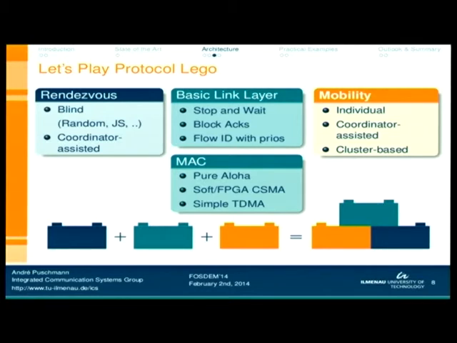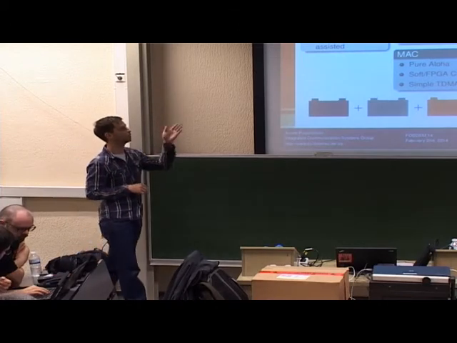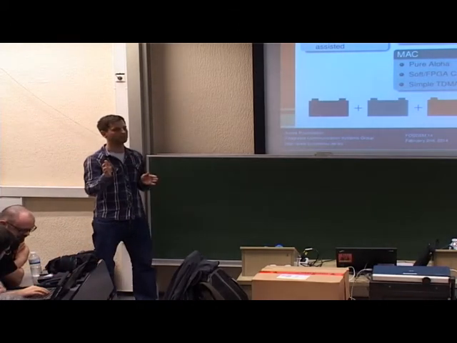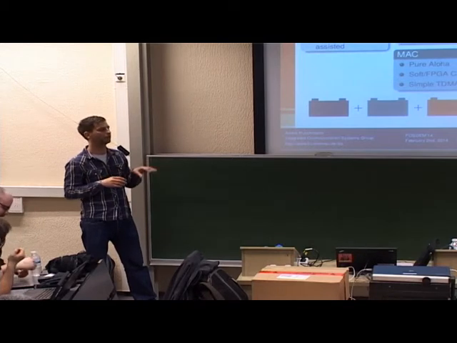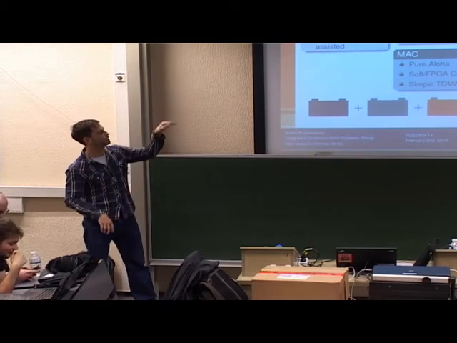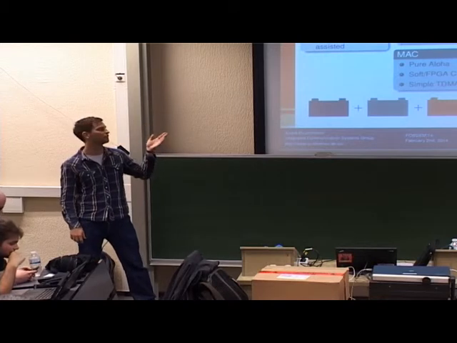And you have link layer protocols like simple stop and wait, like block acknowledgements that has been basically done during the DARPA Spectrum Challenge for Iris, where you can basically send a bunch of frames, and instead of acknowledging a single frame, you can basically acknowledge a whole block of frames. And you have flow IDs with priority, so you can have multiple applications which are all served according to their priority. You have medium access control protocols, ALOHA, slotted ALOHA.